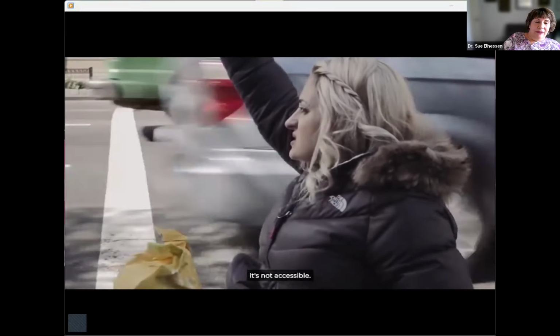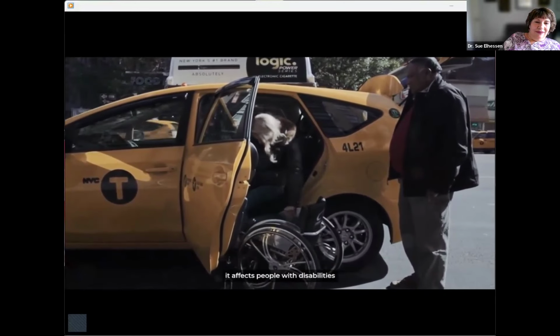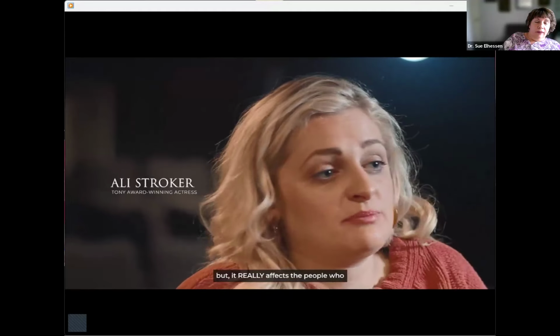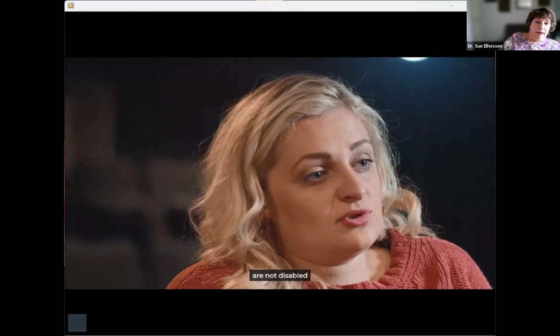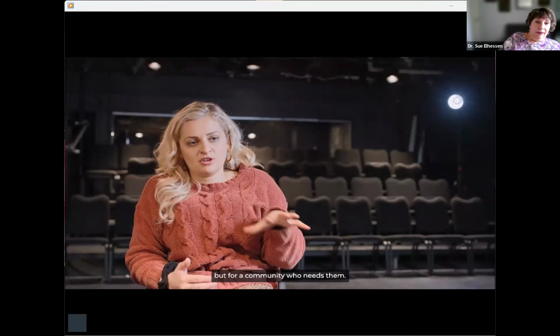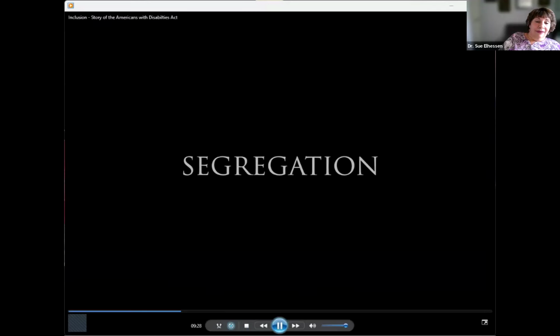It's a mess down there. It's not accessible. So the thing is that it affects people with disabilities, but it really affects the people who are not disabled, who need to change their way of life, not for themselves, but for a community who needs them. Text reads, segregation.